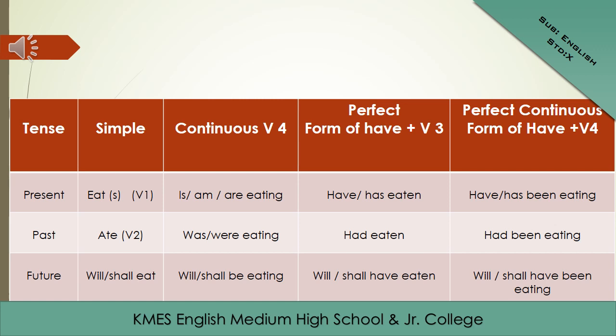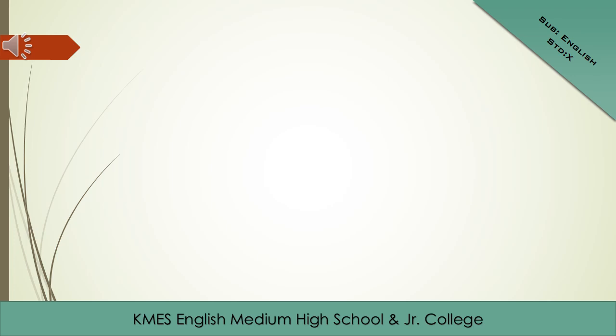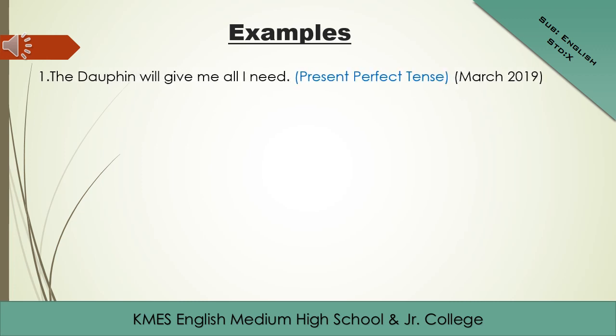Okay, now let us have a glance on some of the examples. The first one we have is the dolphin will give me all I need. You have to make it present perfect tense. This question was asked in March 2019. For perfect tense we have to use a form of have and V3, that is the third form of the verb. So our answer will be the dolphin has given me all I need. A form of have we have used, that is has according to our subject, and given, which is the third form of the verb. So this is how we will change.